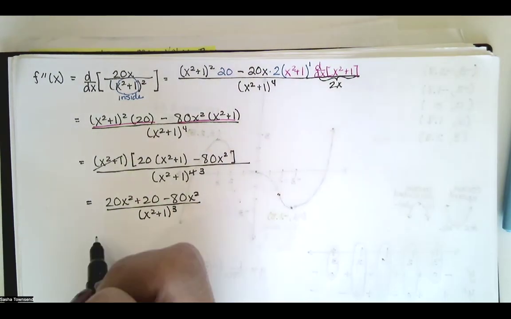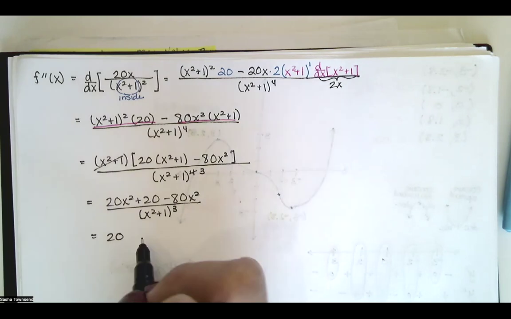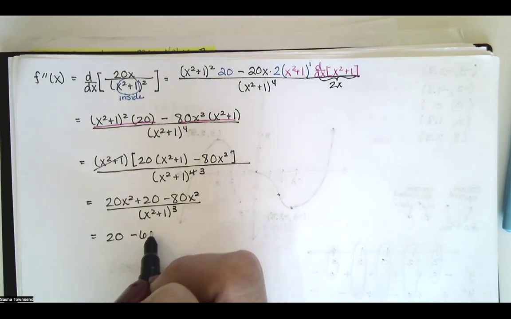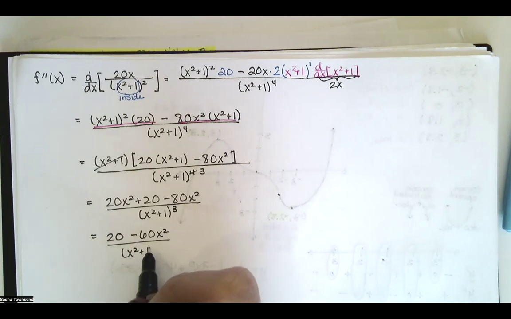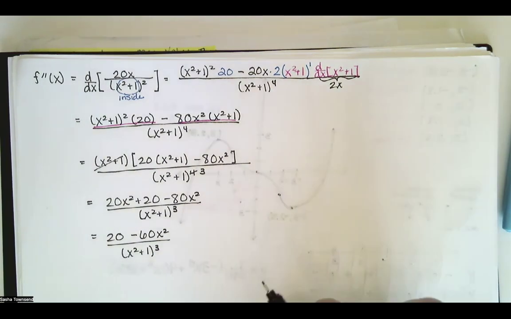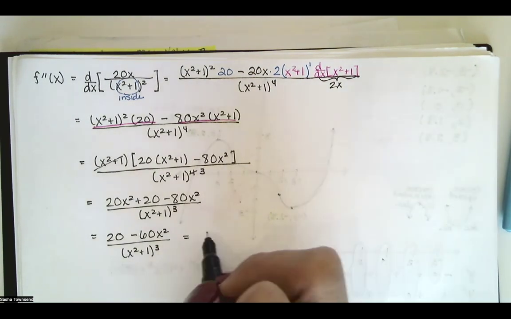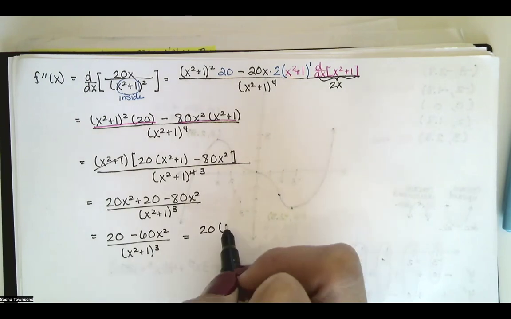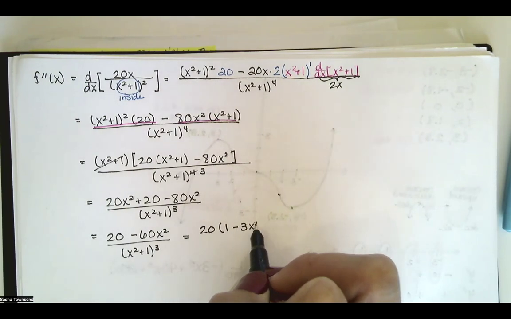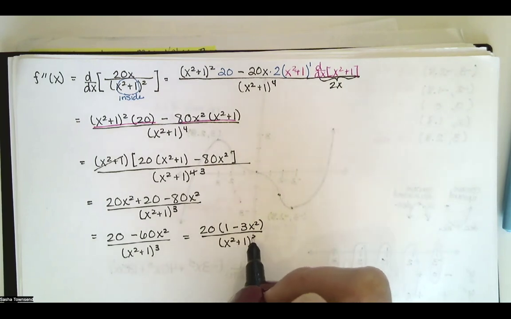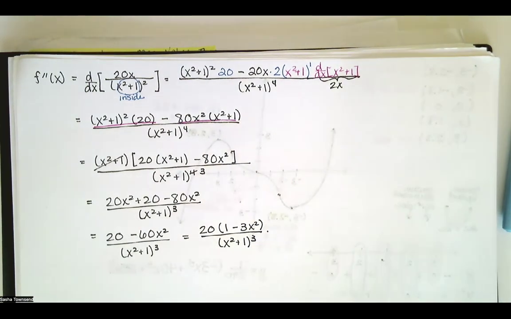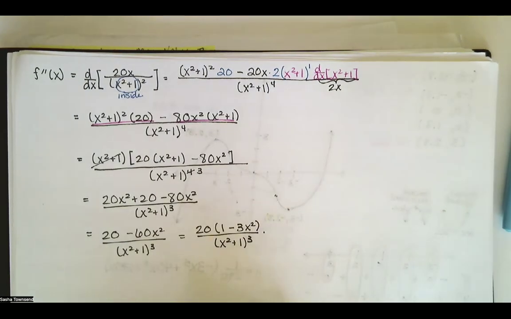And 20 minus 80 is negative 60. You end up with 20 minus 60x squared, all divided by x squared plus 1 quantity cubed. And if we want to, we can factor out that 20. That's 20 times 1 minus 3x squared, all divided by x squared plus 1 quantity cubed. Okay. Provided I didn't make any calculation errors, that should be my second derivative.